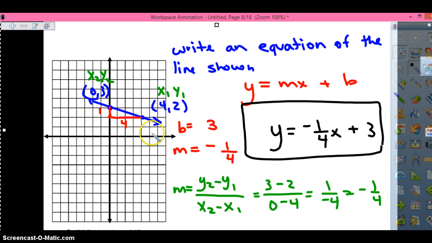We can also see that the slope is negative because if we draw a stickman at the farthest left, the stickman is walking down the line.